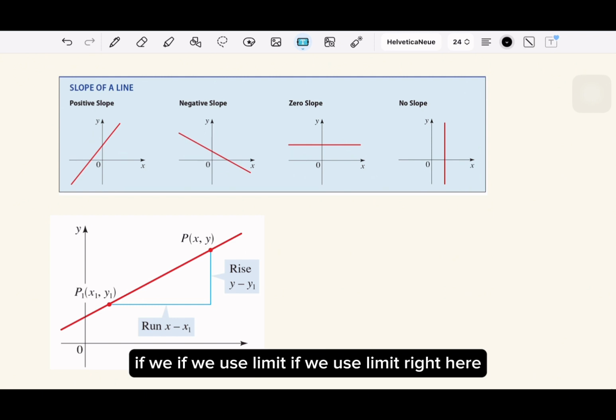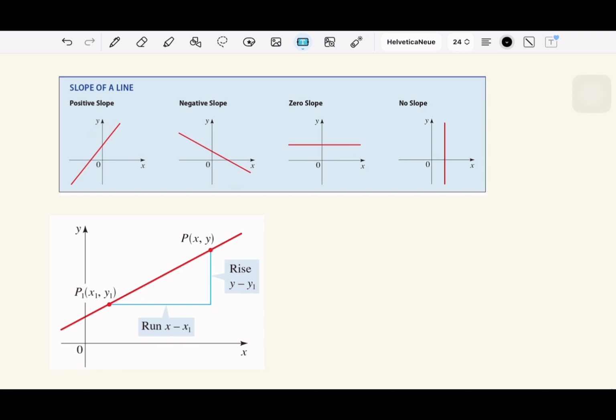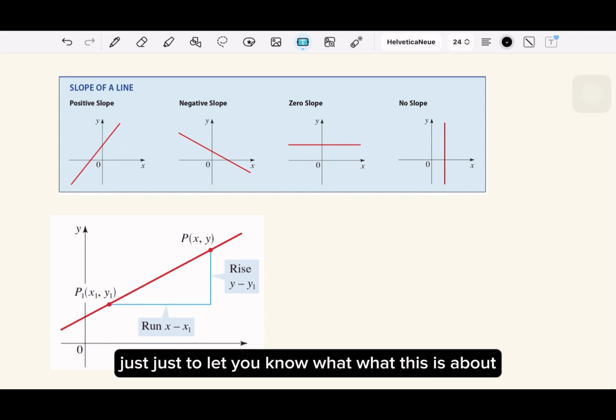If we use limit, let me write here, just to let you know what this is about.